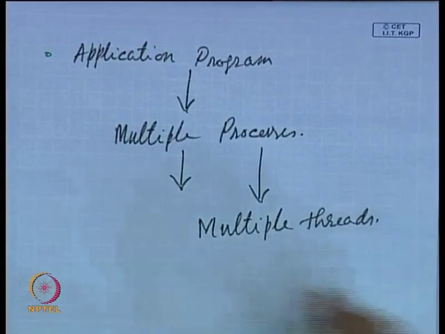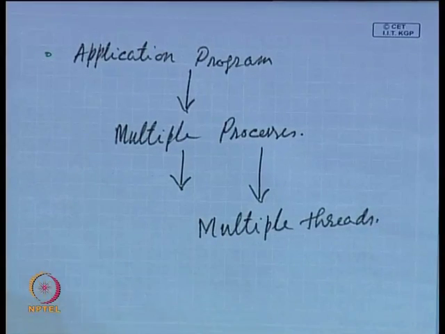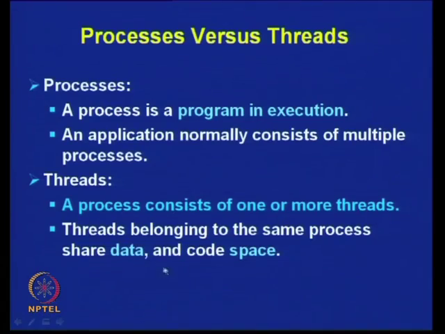So, this is the relationship between process and thread. That means an application can be broken down into multiple processes, and a process can be broken down into multiple threads. Now, in what way do they differ? A process and a thread differ. Threads belonging to the same process share data and code space. Let us have a look at the difference between a process and a thread.